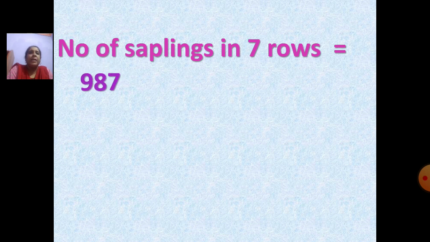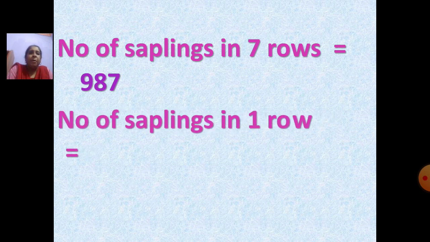Yes, 987. What will be the second statement? Number of saplings in 1 row. Now you have to find the number of saplings in 1 row. So what are you going to do? 987 divided by 7, right? You have to do division. So now you are going to show the working, children.